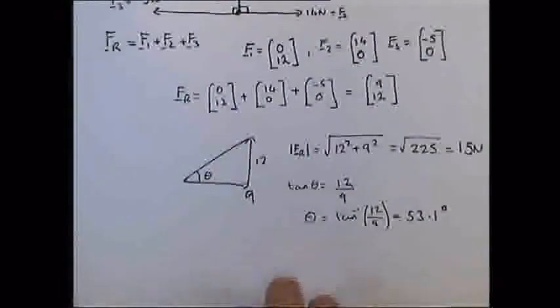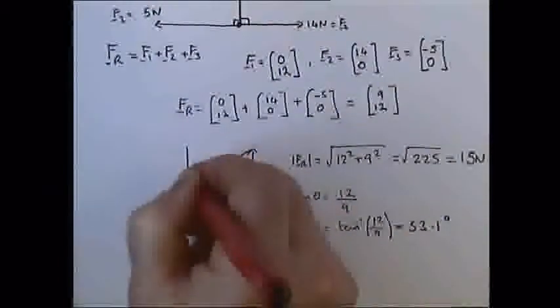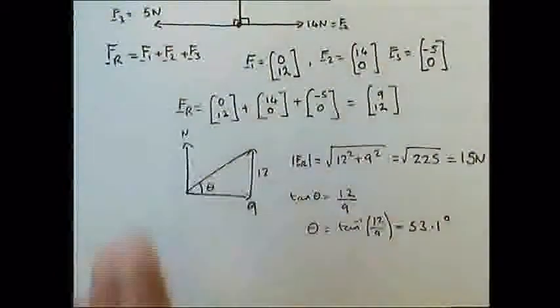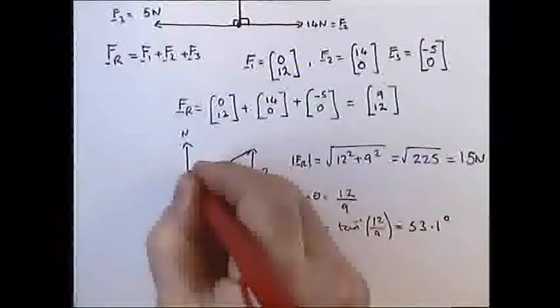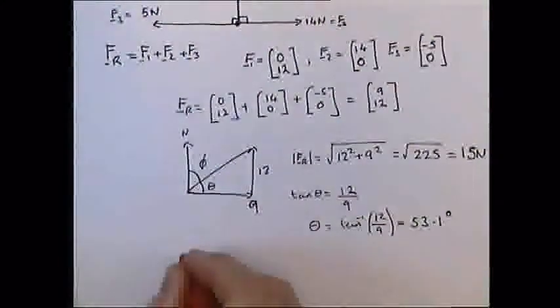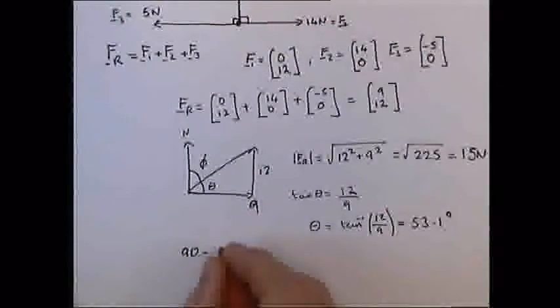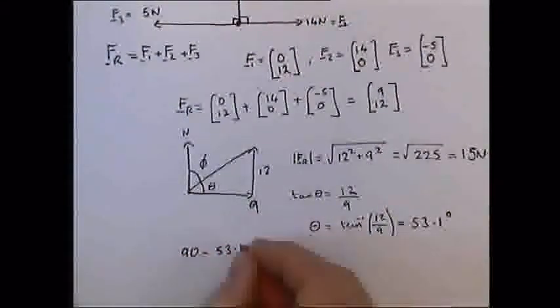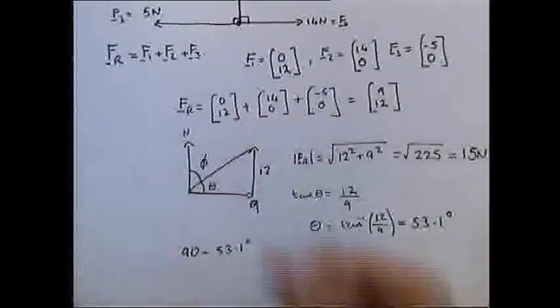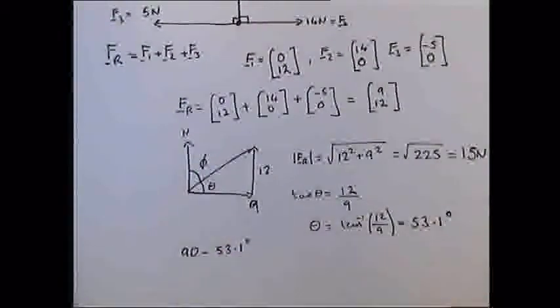Now, we were asked for the bearing. This is where quite a few of you made your mistake. So the bearing is always relative to north, which I've defined as up this direction on my paper. So I'm actually wanting this angle here, which is phi, not theta. So the bearing is going to be 90 minus 53.1 degrees. Now you could have got there directly if you used the triangle, 12 up, 9 across, but you can do it this way as well. So the bearing equals 90 minus that, which is 36.9 degrees.